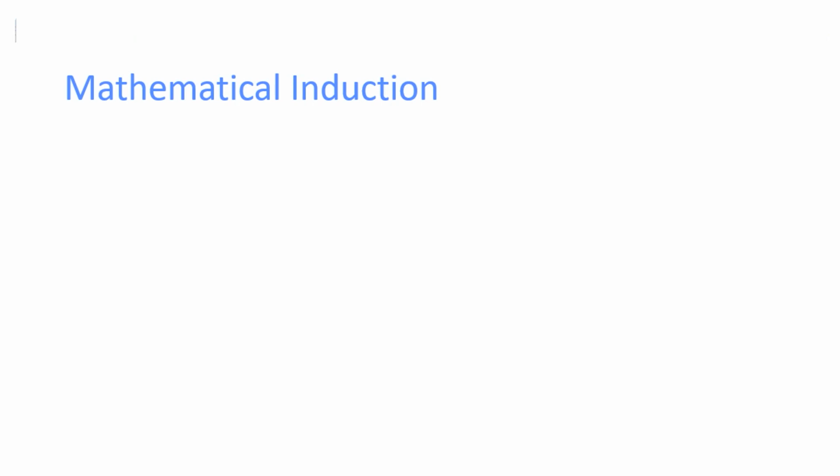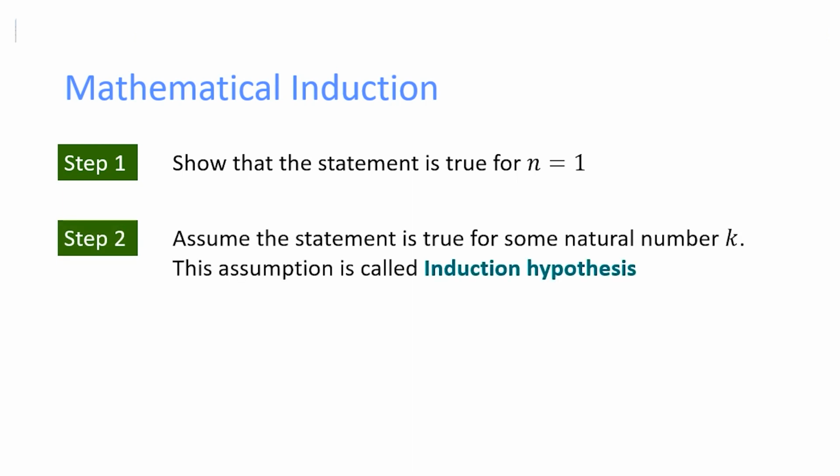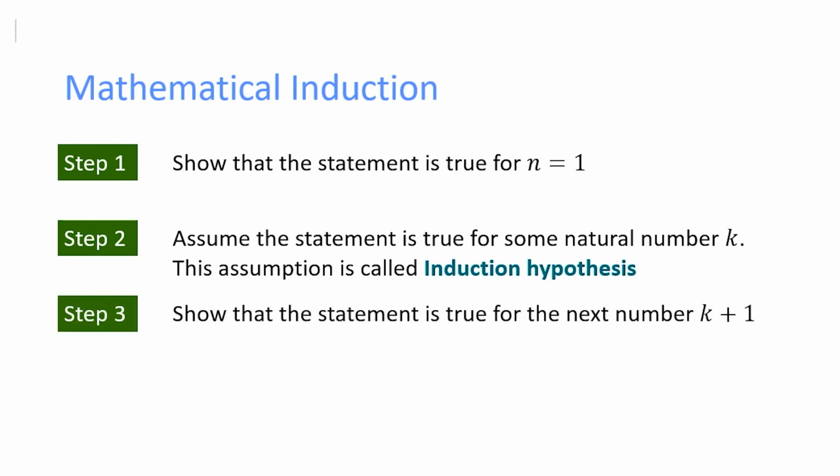Mathematical induction is a procedure to prove mathematical statements for all natural numbers. It has 3 steps. Let's see the first step. It is to show the statement is true for 1. Then our second step is we assume that the statement is true for some natural number k. We call this assumption the induction hypothesis. Then our third step is to show that the statement will be true for the next natural number, which is k plus 1.